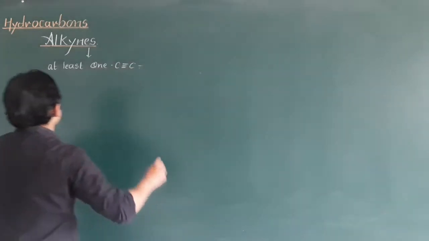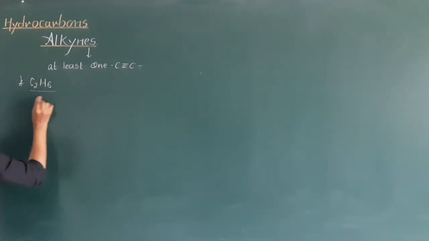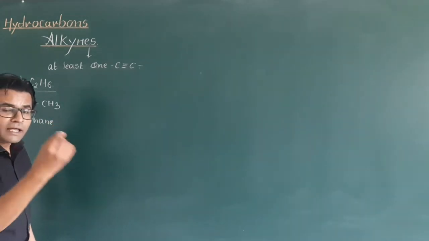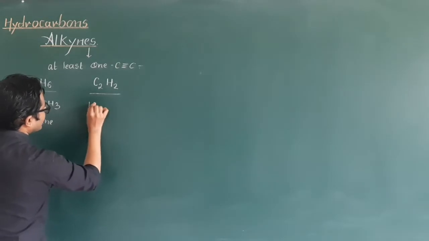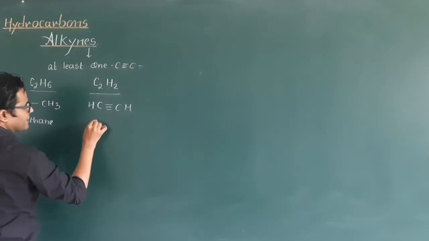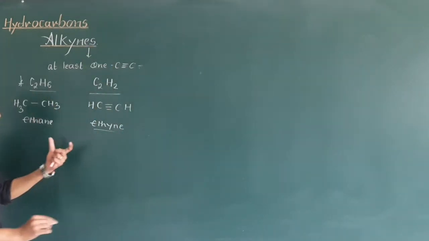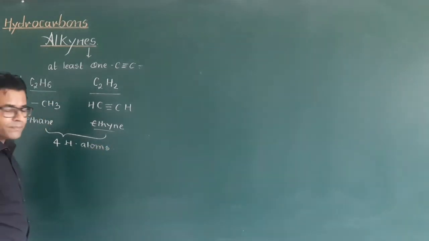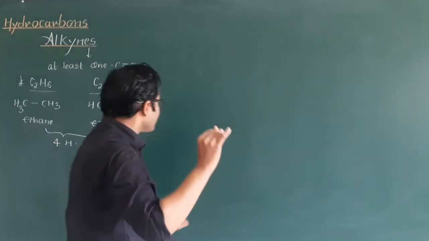Let us try to understand this point. Let's say I take C2H6. This is nothing more than CH3 single bond CH3, that is our ethane, right? Now when we compare this ethane with the corresponding alkyne, it will be C2H2, right? Now C2H2 is nothing more than ethyne, correct? So when you compare an alkyne with the corresponding alkane, we find a difference of 4 hydrogen atoms. That is, alkynes contain 4 hydrogen atoms less than the corresponding alkanes.